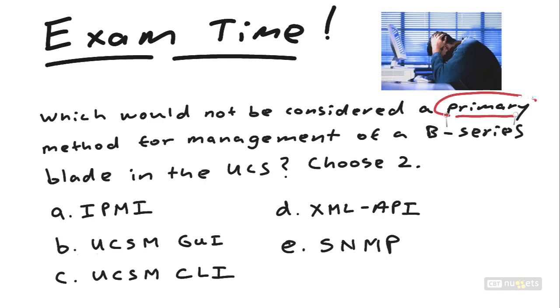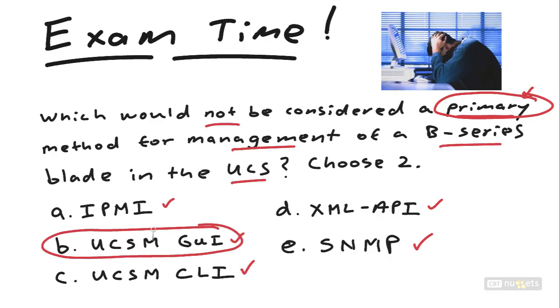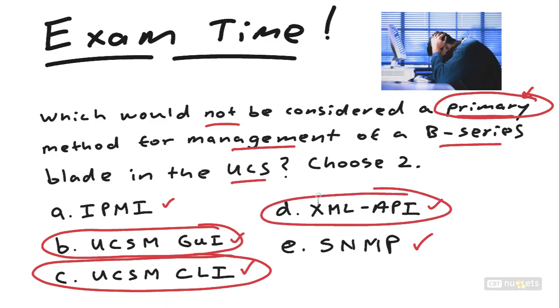Notice the key word here really is primary. We know the UCS Manager graphical user interface is primary. For that matter, we could also use the CLI if we want to be even faster, if we know the commands at the command line to do management. So now, which is another primary method? Well, we know it's the XML API because, as a matter of fact, it's really used by either of those.